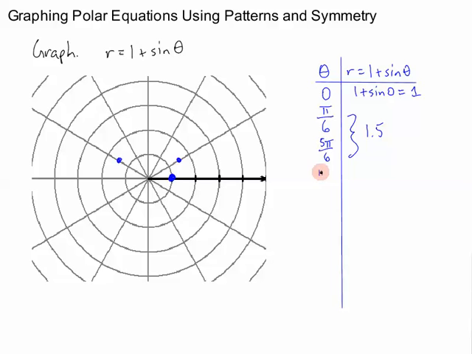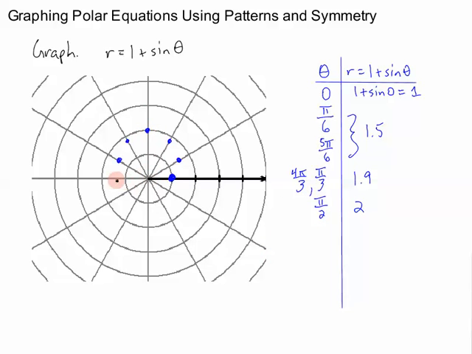Pi over 3 and 2 pi over 3 have the same y coordinate also, so we'll do those two together. I'll just list them side by side since we're going to get the same value. Put it into your calculator, 1 plus the sine of pi over 3, and you get something like 1.9. So here we're going to be very close to 2, and here we're going to be very close to 2 as well. Let's look at pi over 2. There's no other angle that has the same sine value as pi over 2 within one revolution. So 1 plus the sine of pi over 2 is 2, so we're up here.